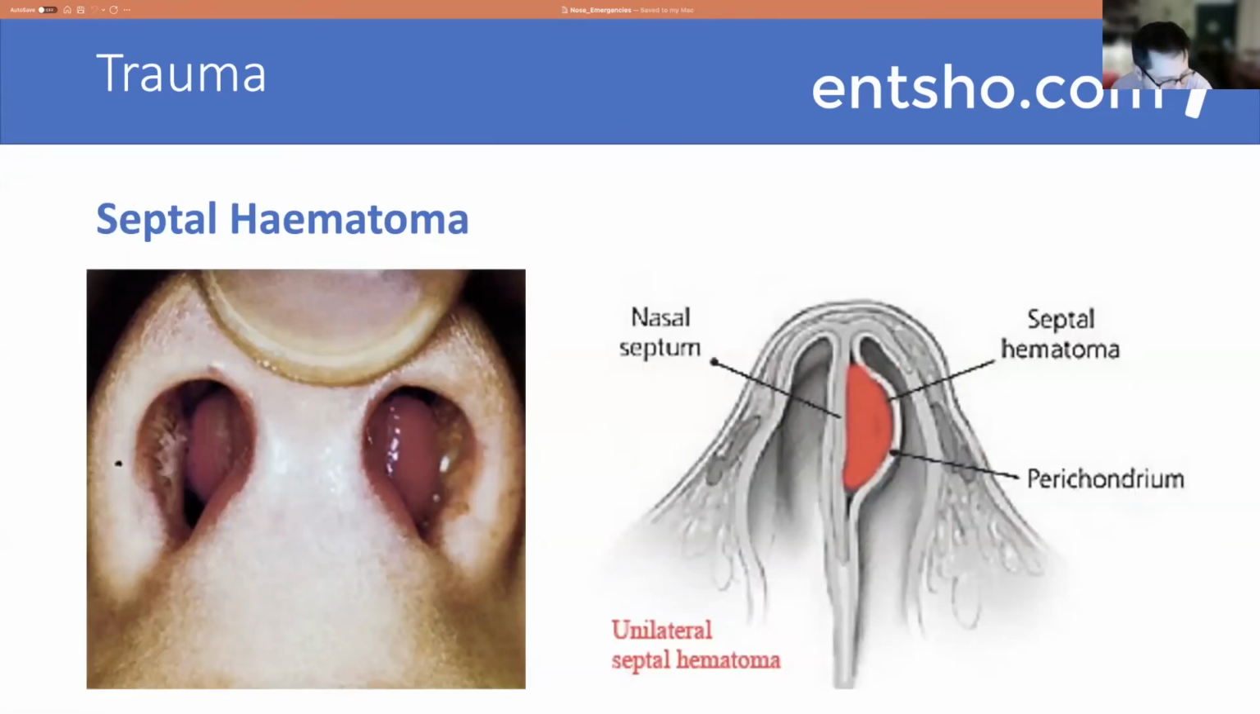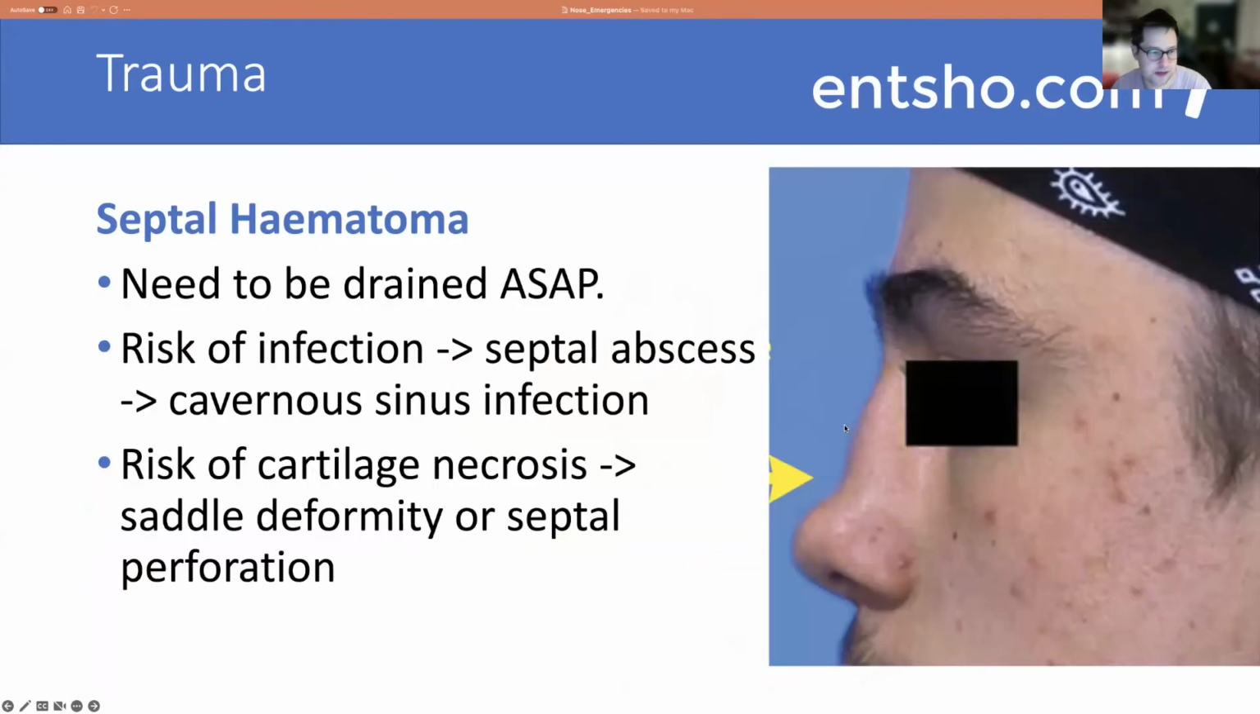Now, this is an example picture of what you'd see in a septal hematoma. They look just like a red swelling. You can't say with certainty if you'll see it on one side or both sides. It can present as either, actually. So of course it's important to check both sides. And this is just a cross-sectional diagram here showing you this collection of hematoma adjacent to the septum there.